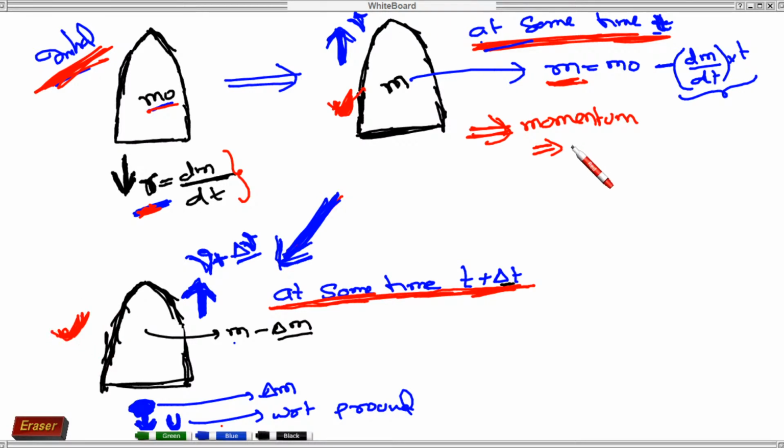So what is the momentum here? So this m into v, this m into this v. What it will be? That will become complicated. So remember this thing, this m and this velocity v. And what would be the momentum at this point of time?